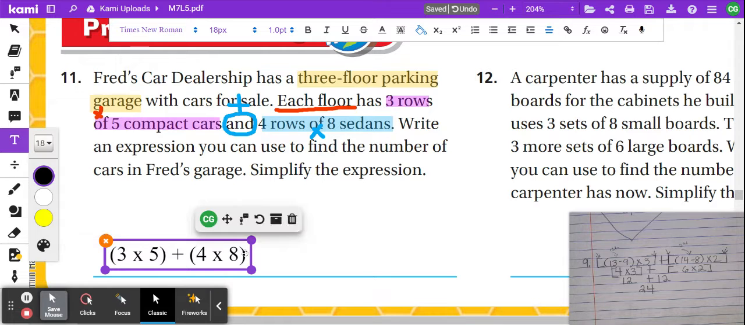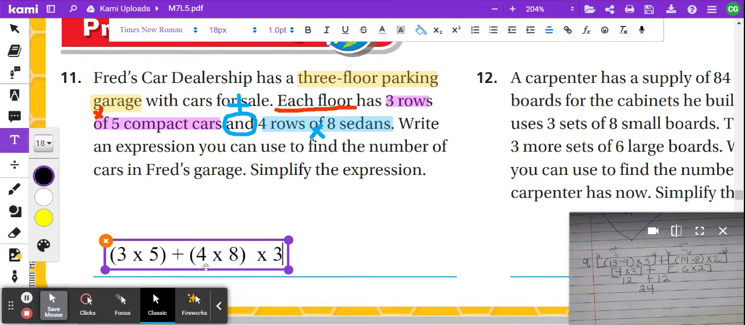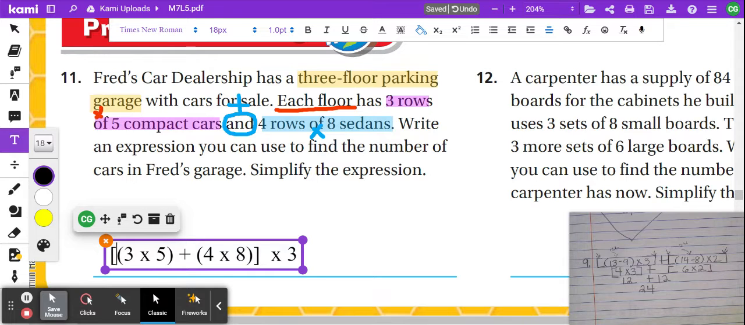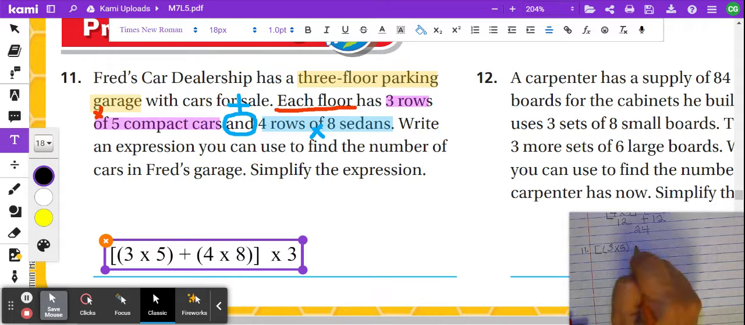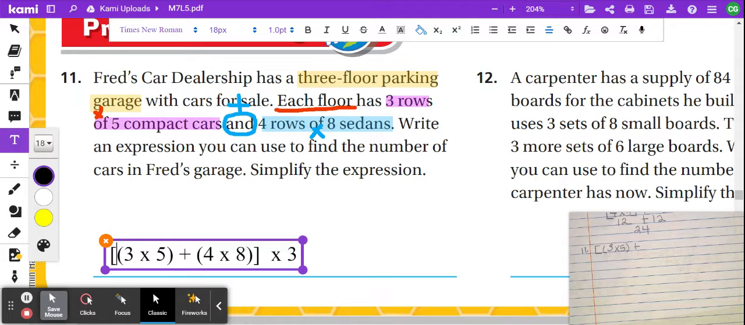So I'm going to go ahead, because I need to put, let me move this over here. I need to multiply that by 3. But if I leave it like that, is it going to get what I need? Now I need to do everything that's in these brackets first. So I've got to do that first. So I'm going to take this expression, write it on my paper over here. So this is for question 11. Bracket, parentheses, 3 times 5, parentheses, plus, parentheses, 4 times 8, parentheses, close bracket, times 3. All right, and there we are.